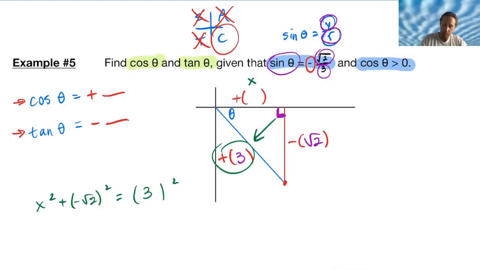Now there's also another way you can do it. You can use the Pythagorean identity that we just dealt with, sine squared plus cosine squared equals 1, and go that way as well. It's totally up to you.